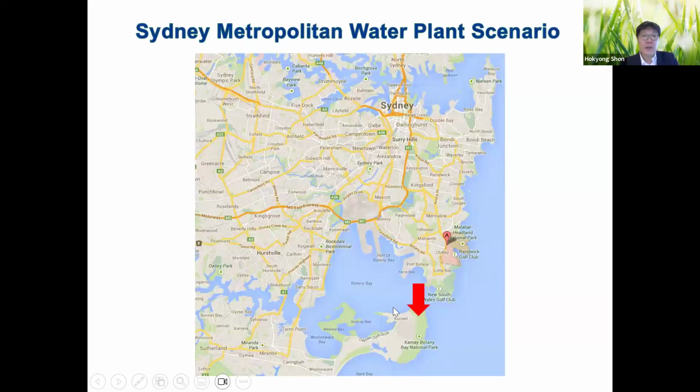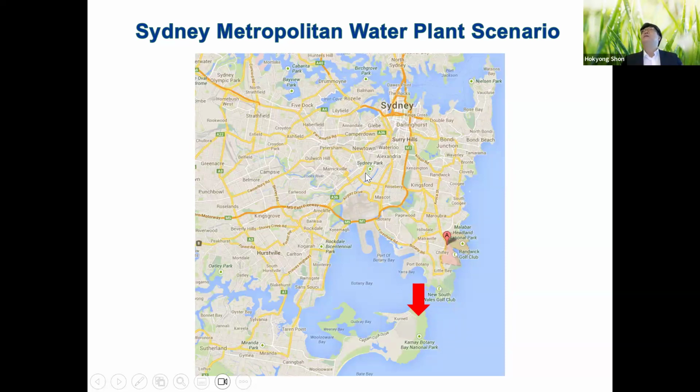So this is the airport. Sydney desalination plant is located here, near Botany Bay. We collect the seawater from here, and then supply it to the Sydney Park.